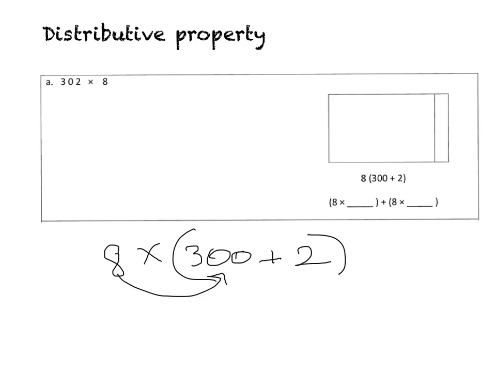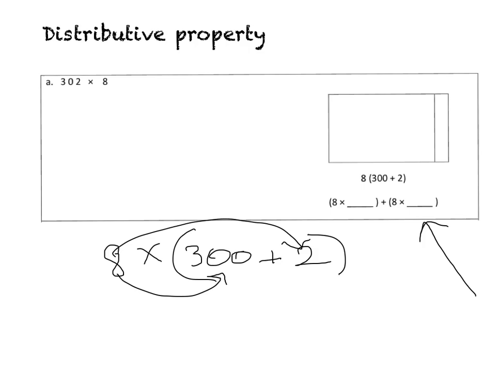And we can take that 300 and we're going to multiply that 8 times that 300. We're going to distribute it there. And then we're going to take that 2 and multiply that 8 times that 2. So basically we're going to have 2 problems. We're going to have 8 times 300 and then we're going to have 8 times 2. That's shown right here. And we're going to go ahead and fill this out.